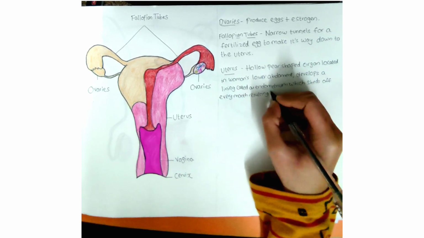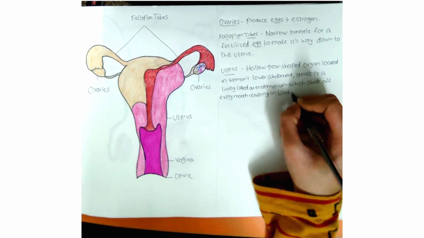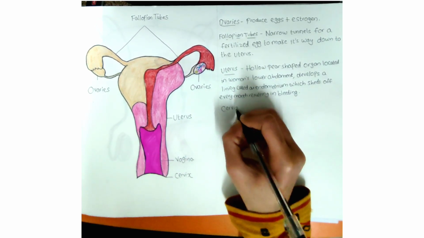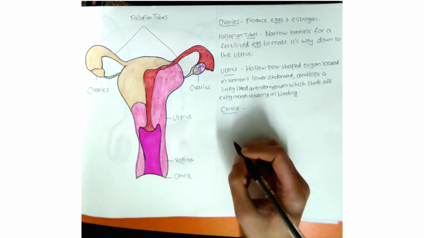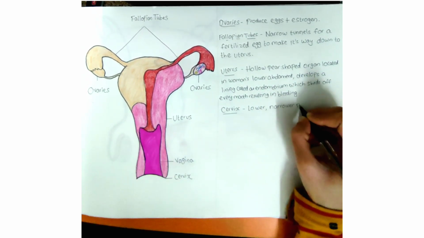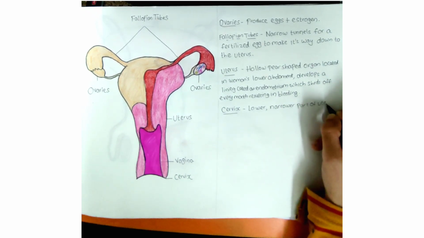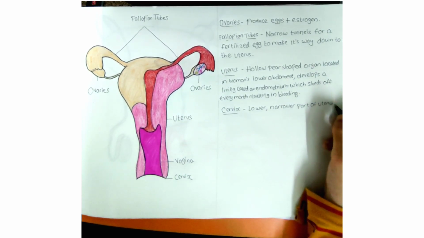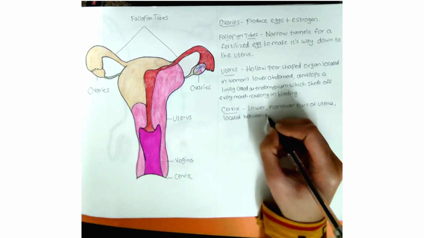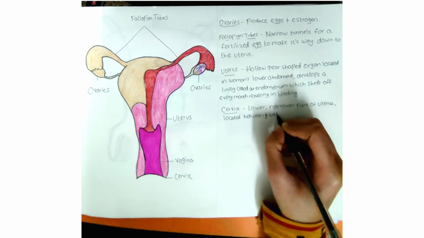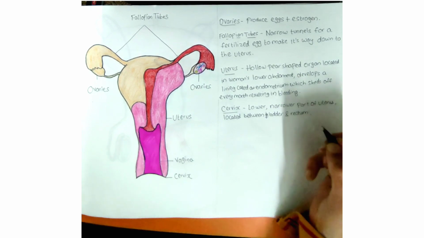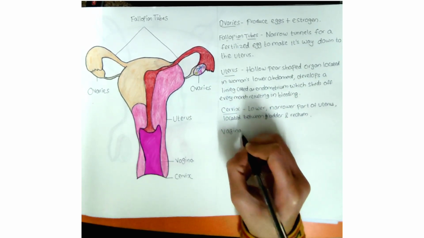The next organ that we have is the cervix. Now the cervix is like the opening canal. It is between the bladder and the rectum. So you have your urinary bladder from where the urine flows, and then you have the rectum from where the excretory waste is removed, and then you also have the cervix.